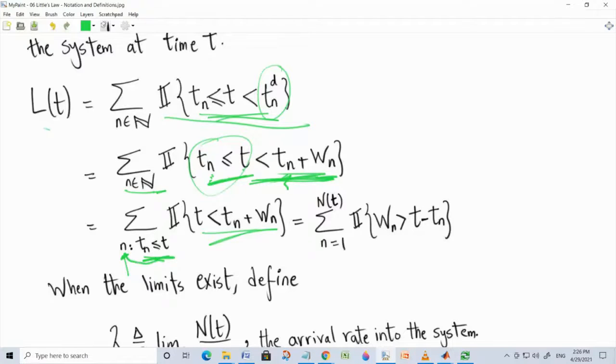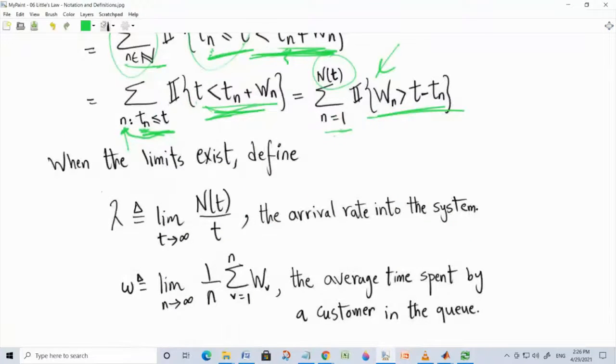If you count up to n such that Tn is less than or equal to t, rather than having a summation over the natural numbers, you can count n from 1 to N of t. You can write this inequality, t less than Tn plus Wn, as a summation from n equals 1 to N of t of an indicator that the sojourn time exceeds the time difference between t, the instant at which you examine the system, and the arrival time Tn. Okay, so we will assume that those guys exist.